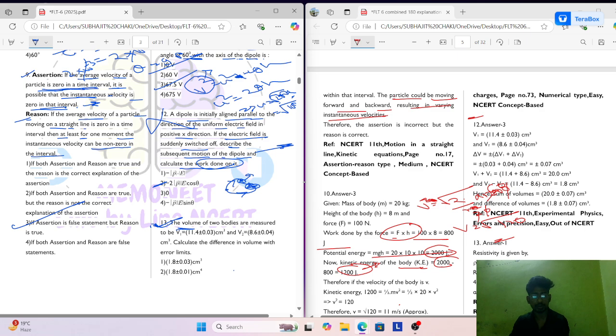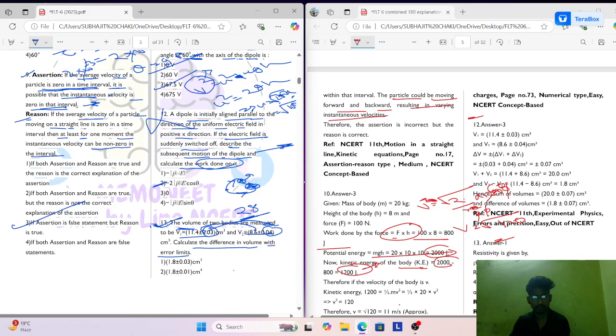The volume of two bodies is measured as this one and this one. Calculate the difference in the volume with the error limits. So difference will be what? 11.4 minus 8.6 means 2.8 it will be. And when we calculate the error part, we add these two, right? We add these two. So it will be 0.07. So therefore option number 3 will be the correct option here.